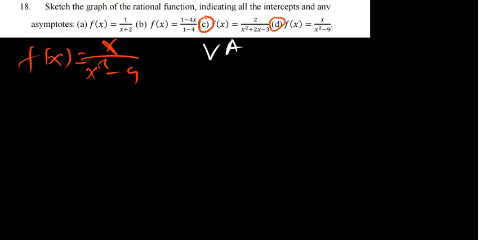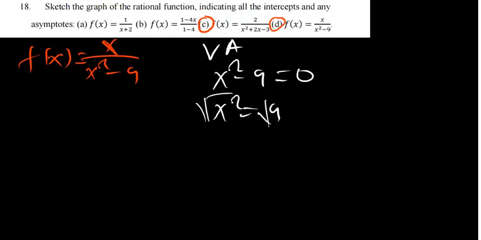get the denominator, set it equal to 0, solve for x. I'm going to say x squared minus 9 is equal to 0. X squared is equal to 9. I get the square root of both sides. Immediately this is going to be plus or minus. So x will be plus or minus 3. So I've got my vertical asymptotes at -3 and +3.